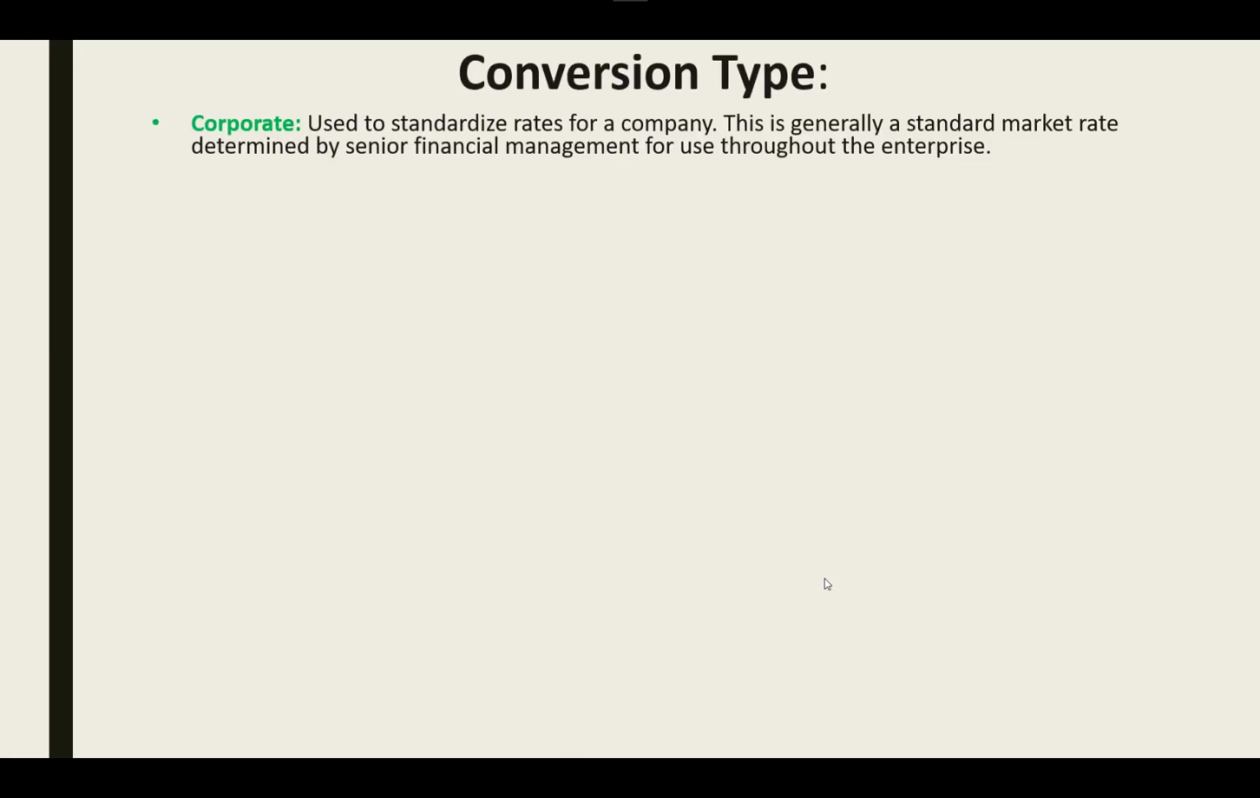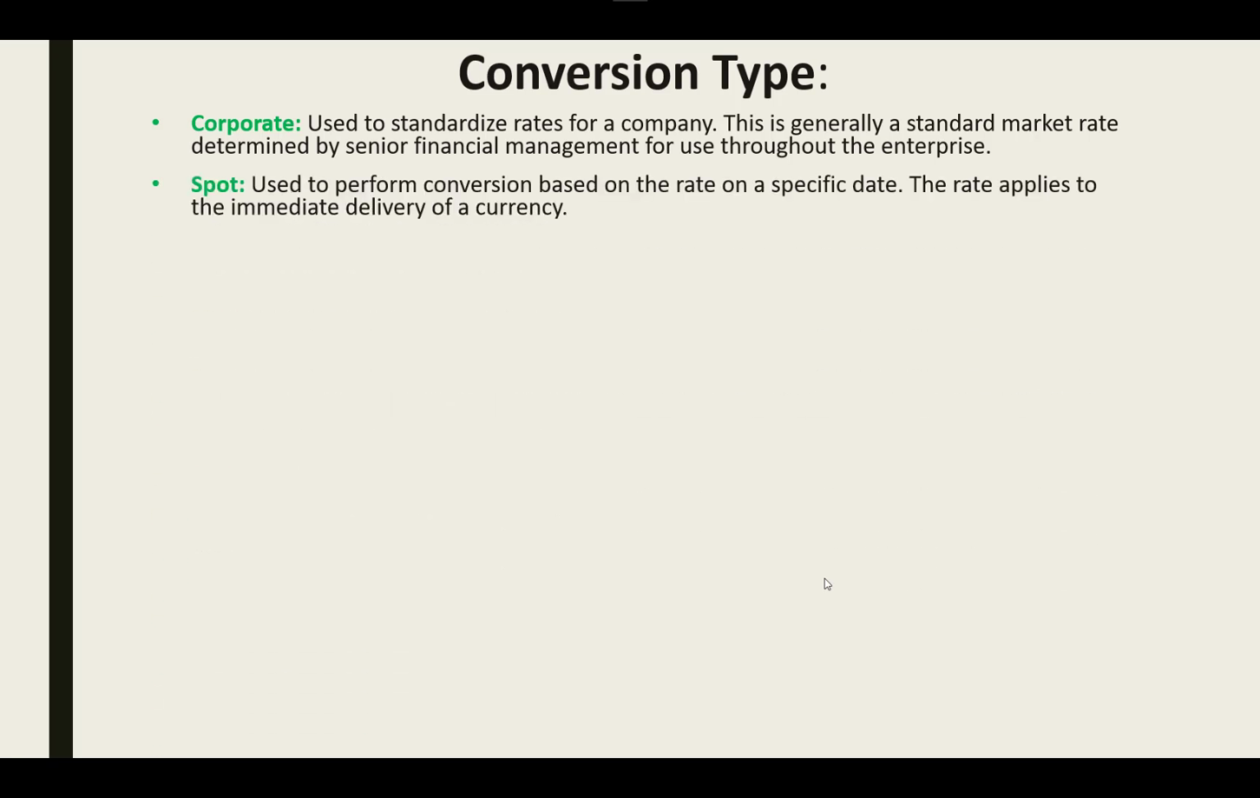Conversion type: as we know, there are a lot of conversion types. First of all is Corporate, used to standardize the rate of a company. For example, if you have a rate between currency A and currency B, for example 3 or 4, and this is a market rate determined by, for example, a senior financial manager or bank. If it's stable during 1 month, 2 months, and so on, you can define it as Corporate in general ledger to restrict users from entering a wrong rate.